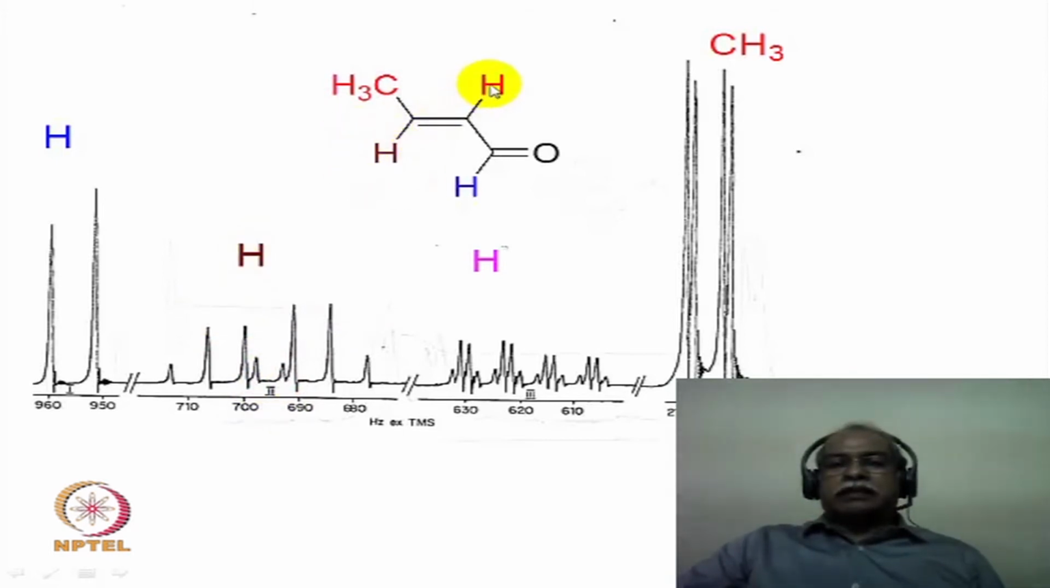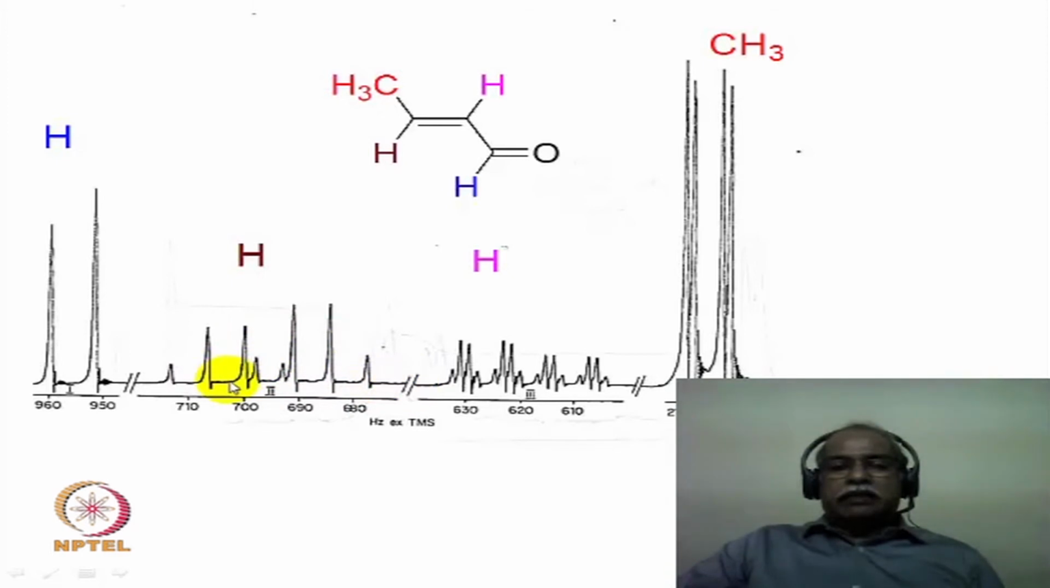This has an adjacent hydrogen, which is a trans hydrogen. This trans hydrogen will split this into a doublet. So you do get a doublet, and this doublet is further split into a quartet. So what you should see is a doublet of a quartet. So what you should see is an 8-line pattern. Start counting from here: 1, 2, 3, 4, 5, 6, 7, 8.